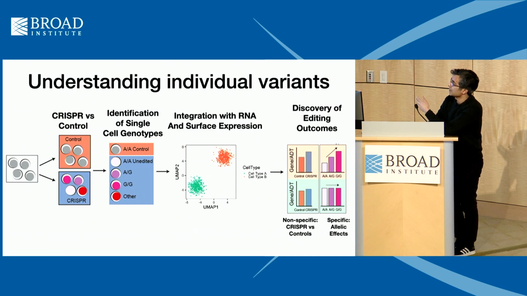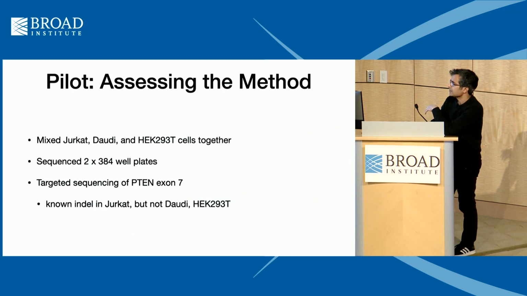And because it's single cell data, we can isolate specific cell types or cell states that we're interested in. And now on the right, we can find non-specific changes by comparing the control cells to the CRISPR cells. So that has nothing to do with genotype. That's just the experimental condition. But now within the edited pool, you can look for allele-specific effects and look for allelic changes, but only in the edited pool.